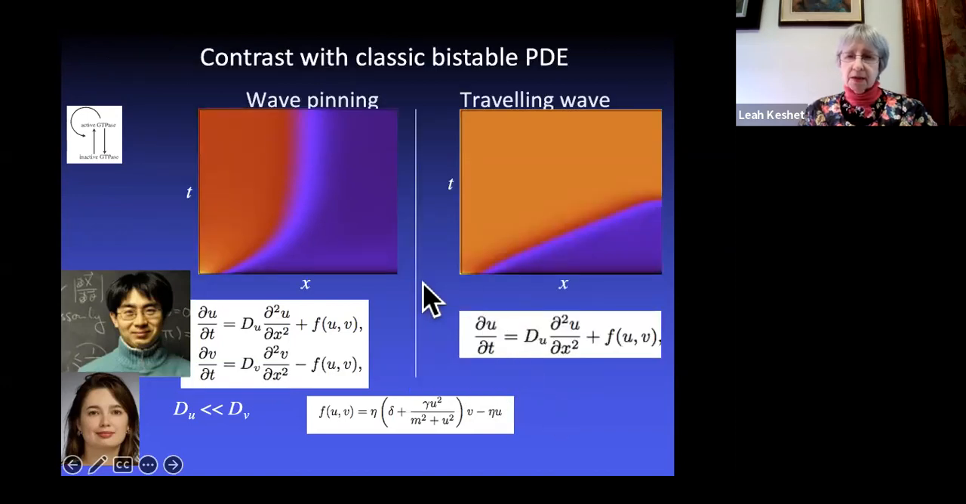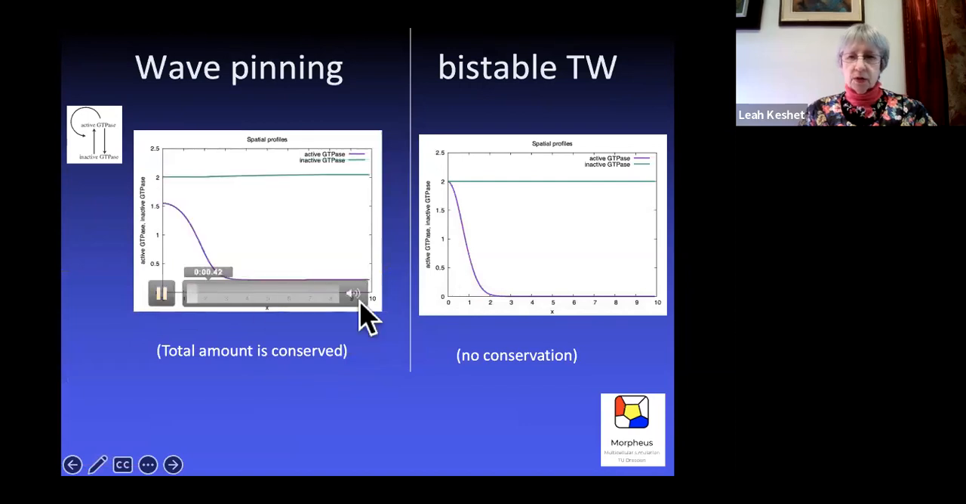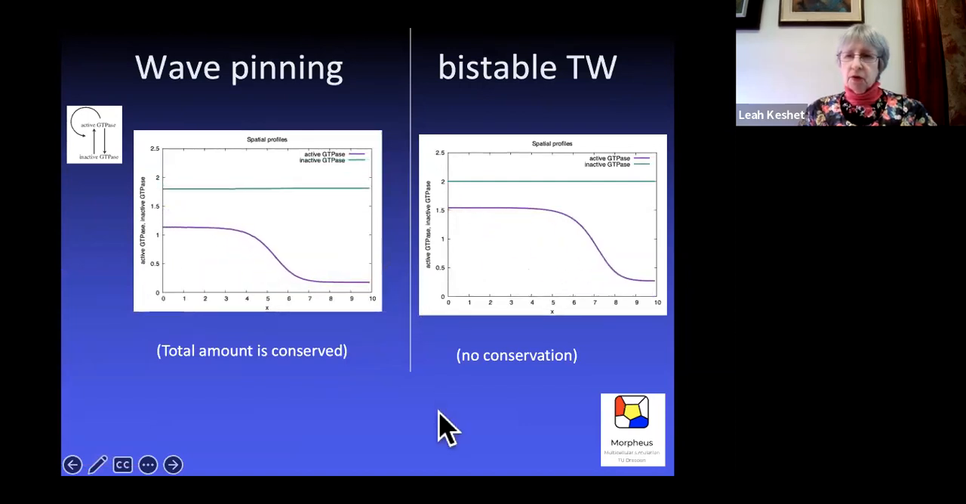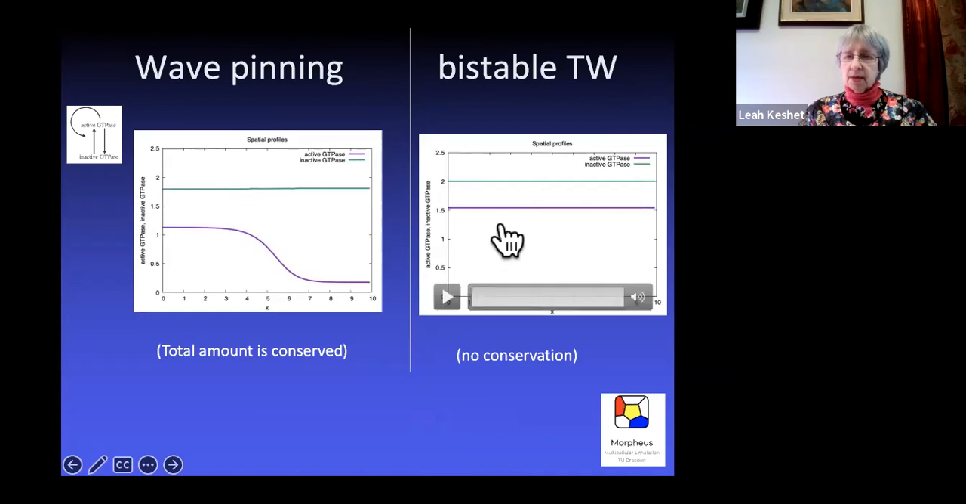Just to contrast, a similar kind of function in a single non-conserved system would give rise to a traveling wave that simply goes right through the domain, whereas what we see in the analogous mass-conserved system is what we call wave pinning. The wave goes into the domain and then it stalls in the middle. And we can see that also in these two simulations, where in one case, at the end, everything is uniform.